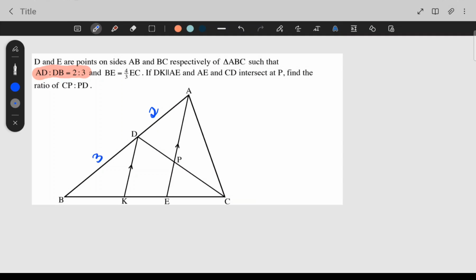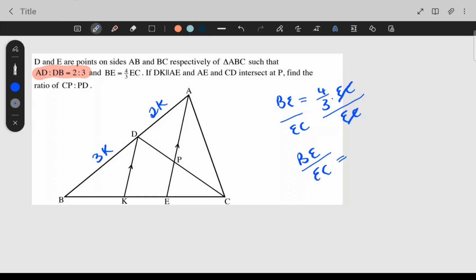So let's give it a letter. I'm going to make it K, because it's a ratio and not a length. And then they say BE. So I'm just going to write it here for you. BE is 4 over 3 times EC. So another way to rewrite this is divide both sides by EC. So then this becomes BE over EC. This and this will cancel, and it is actually 4 over 3. So that's the ratio for BE and EC.